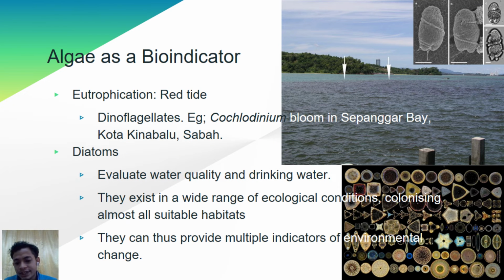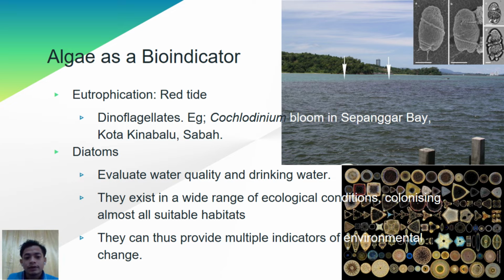So algae as a bioindicator, as I explained earlier, we can use this organism to indicate the quality of the environment. For example, eutrophication, and an example of eutrophication is red tide, usually caused by dinoflagellates. For example, there is the Cochlodinium bloom in Sepanggar Bay, Kota Kinabalu, Sabah. So if we see the red tide, we know that the water is polluted or high in nutrients. So Cochlodinium is a bioindicator for polluted water.